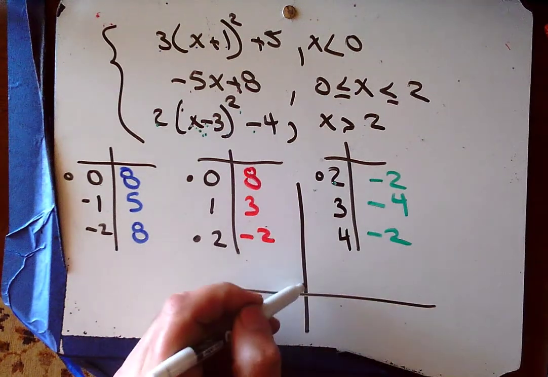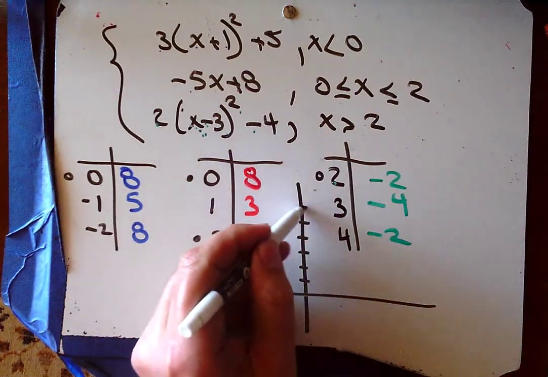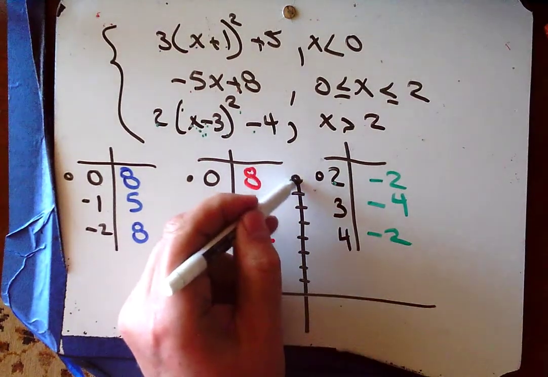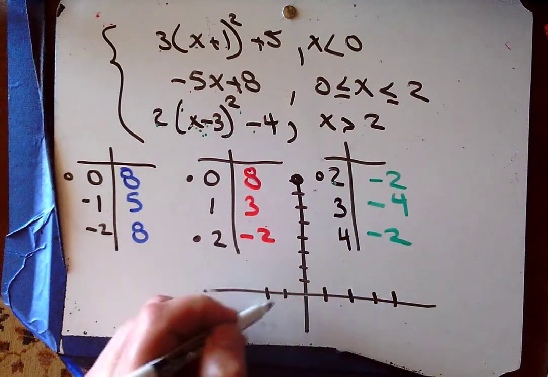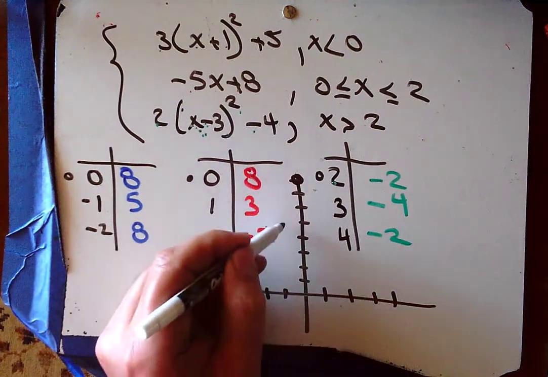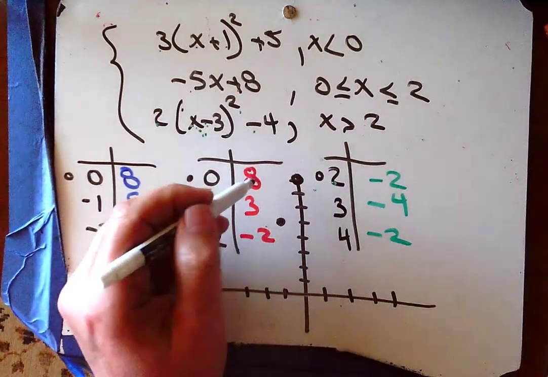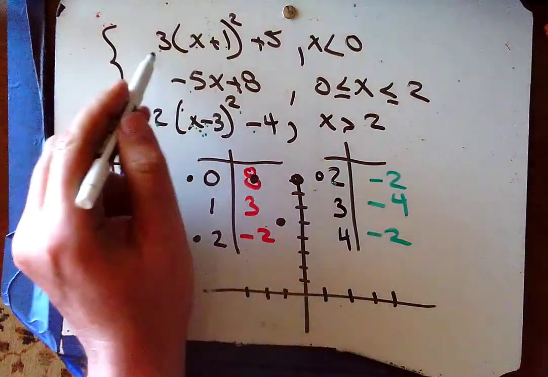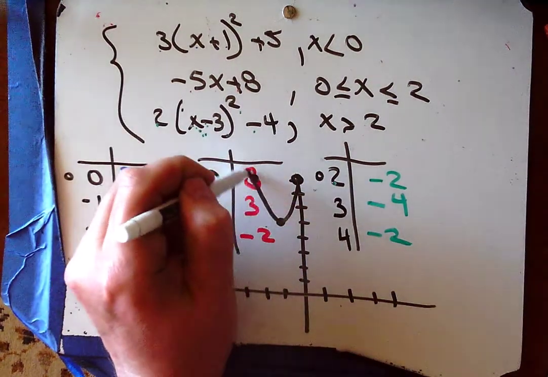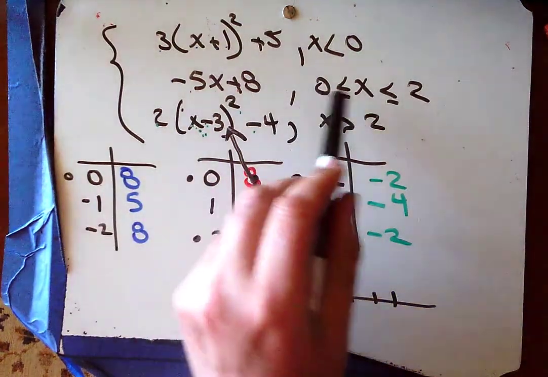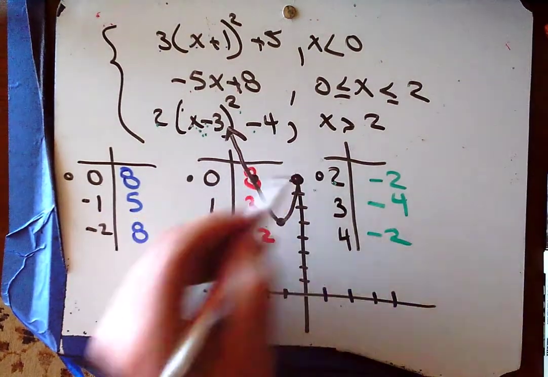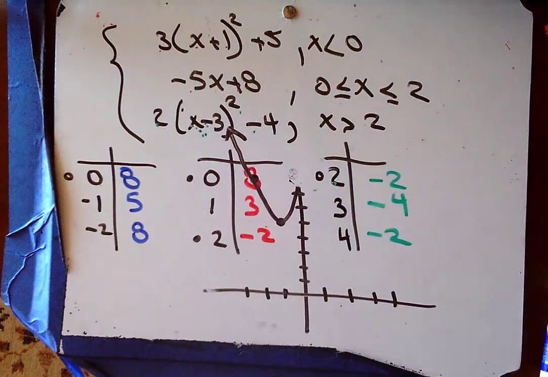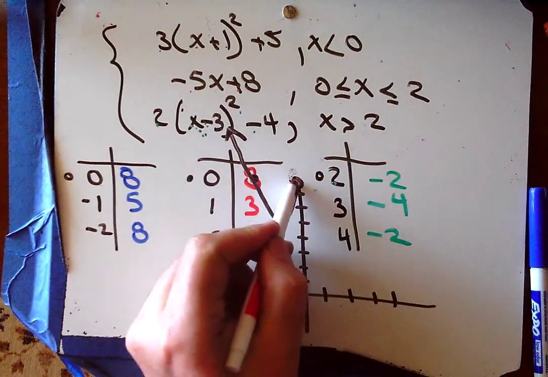So, I've got 0, 8. I've got negative 1, 5, and negative 2, 8. And it looks like an up-pointing parabola. Okay? Now what about from 0 to 2? From 0 to 2, I'm using these values. That open circle here gets filled in with this closed circle value.